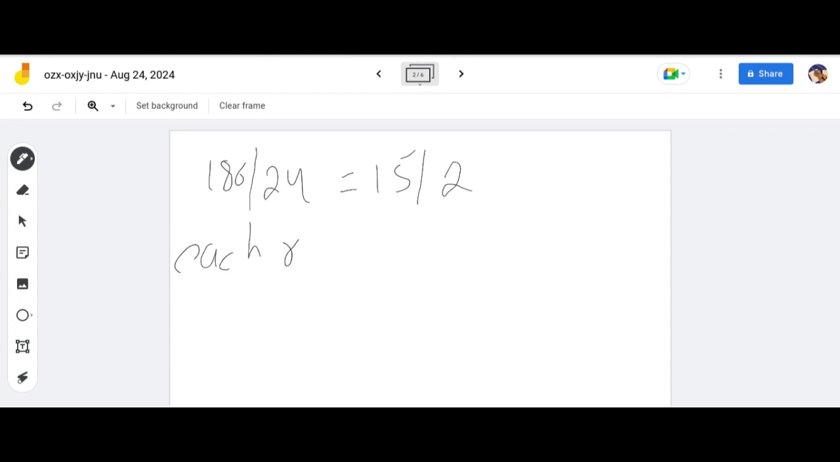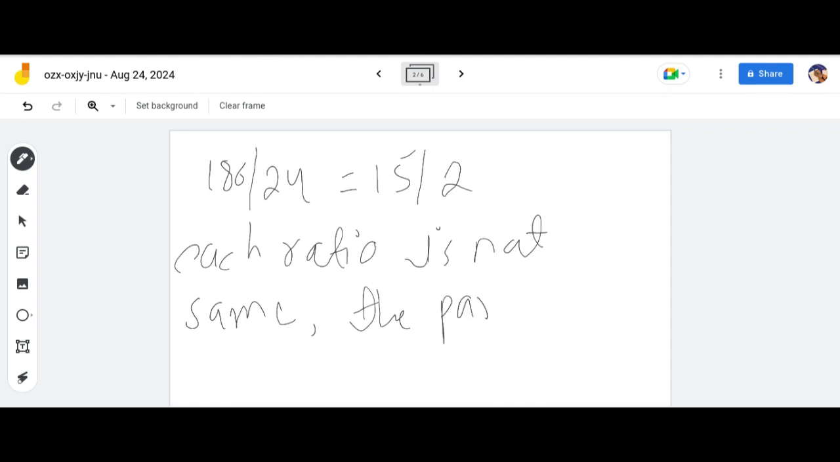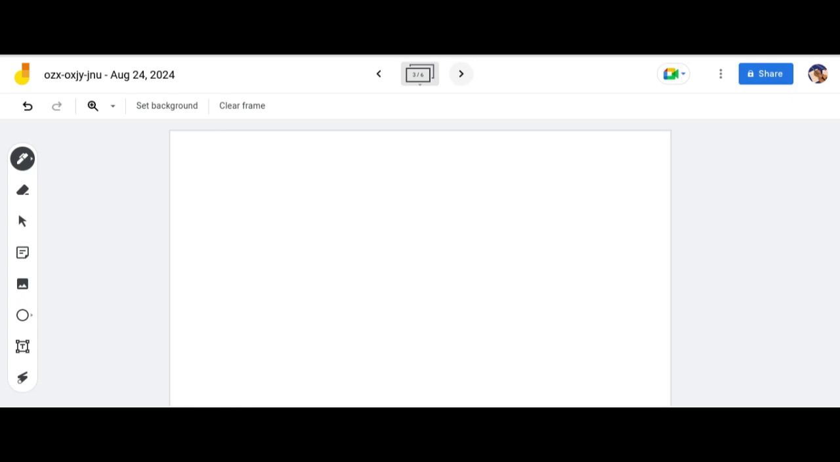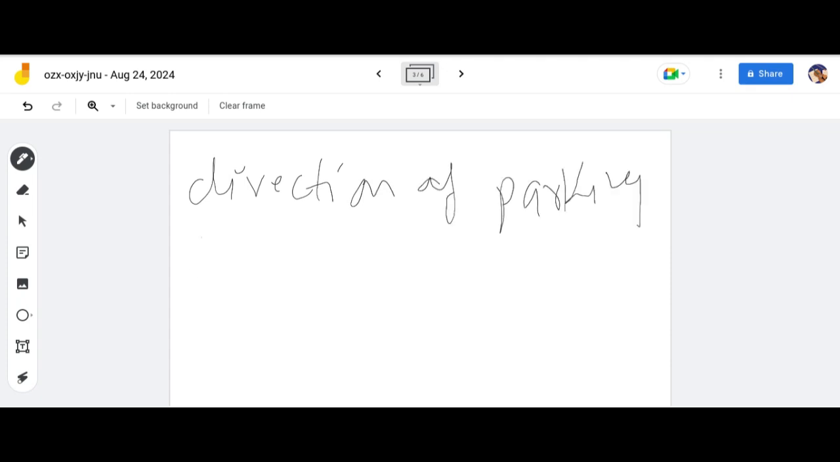So we just have to write, as each ratio is not same, the parking charges are not in direct proportion to the parking time. Yes, ma'am. I hope you understood.